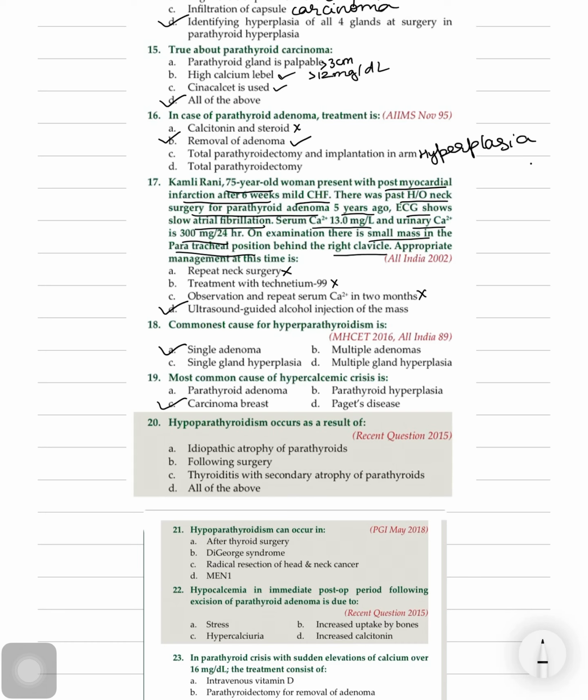Hypoparathyroidism occurs as a result of idiopathic atrophy of parathyroids? No, some amount of parathormone secretion will be there, so that's wrong. Following surgery, mainly total thyroidectomy, where there is ischemia or injury to the parathyroid glands, results in hypoparathyroidism, and thyroiditis will not cause hypoparathyroidism. So, option B.